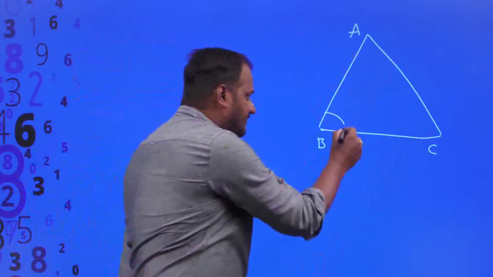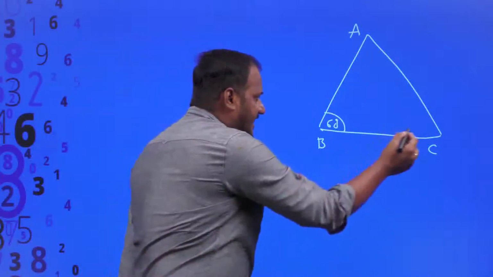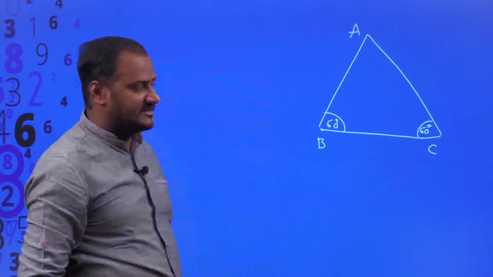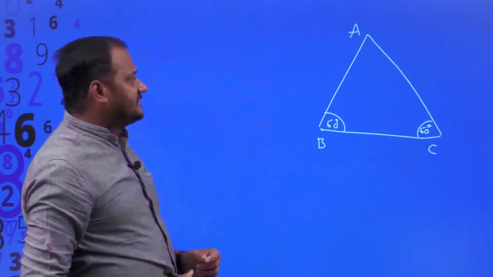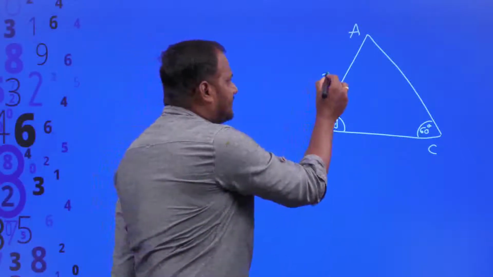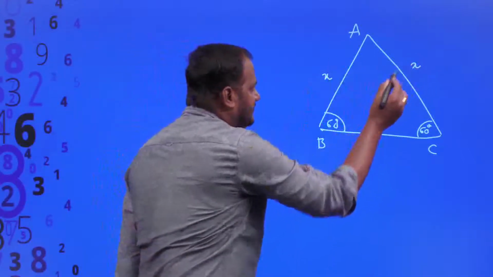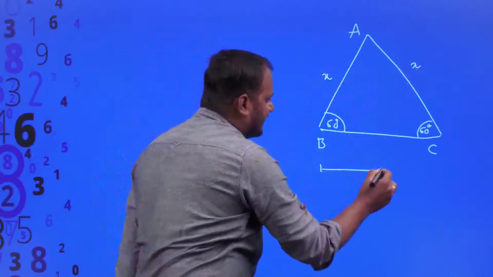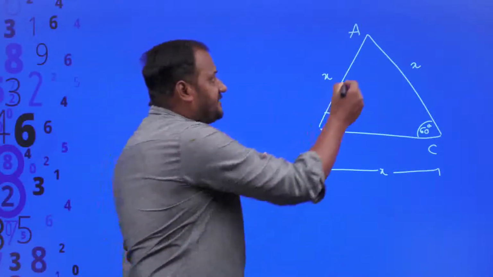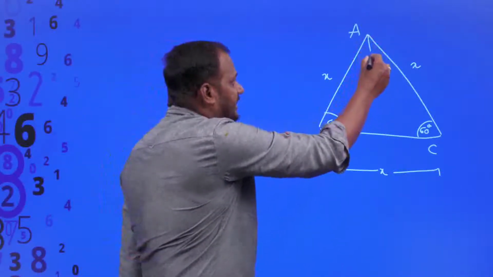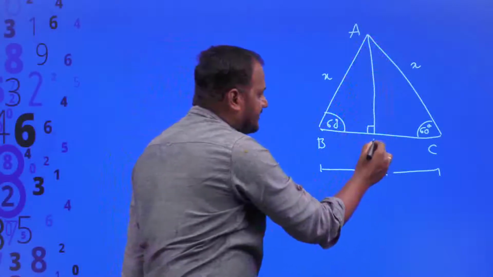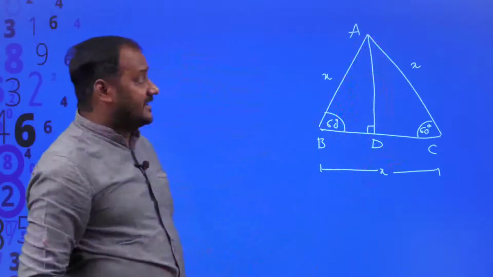So now this angle B is equal to 60 degrees as well as this angle C is also equal to 60 degrees. Let me consider every side of the equilateral triangle to be equal to some length x units, and this is also x units, and of course this is also x units, correct? And now let me draw a perpendicular from A onto the side BC. So this is a perpendicular drawn onto the side BC. Let this perpendicular be AD.